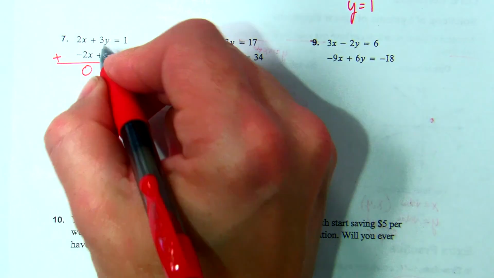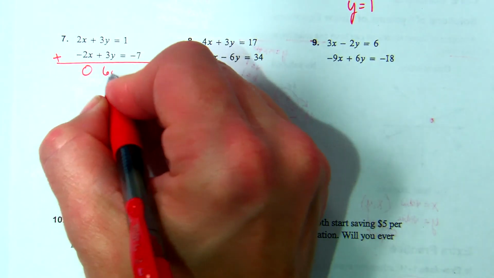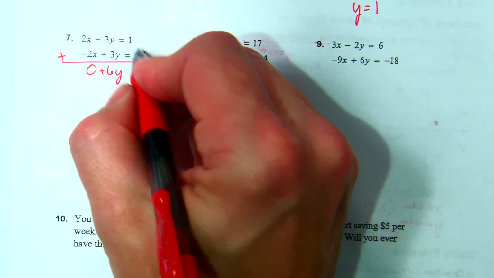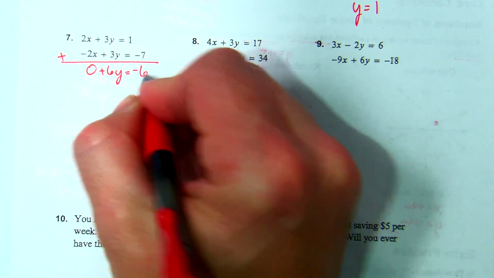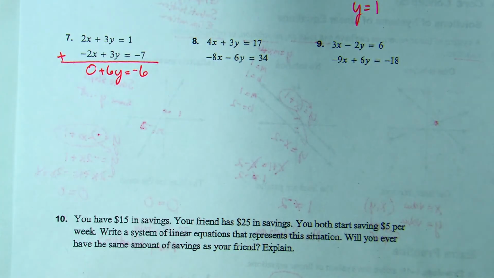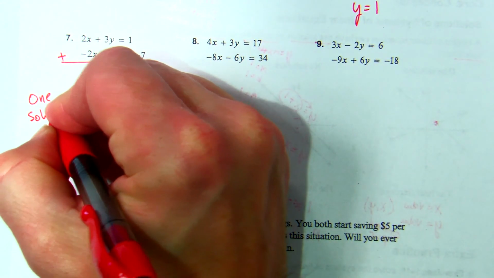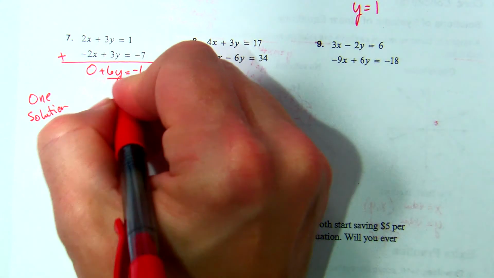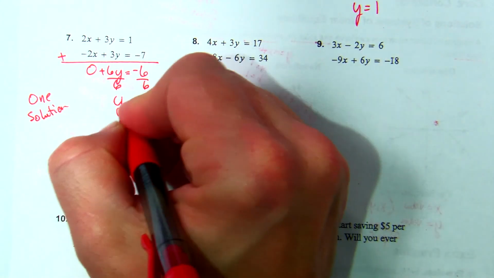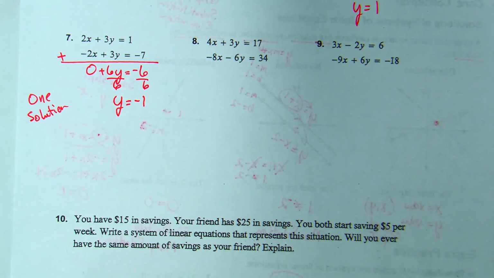So that'll be a 0. This will be 6y. And when I add these together, I'm going to end up with a negative 6. Negative 7 plus 1 is a negative 6. And you can see rather quickly here that we're going to end up with a value for y. So this we can go ahead and write down is going to have one solution. And we're going to divide by 6. Divide by 6. y is going to equal a negative 1.